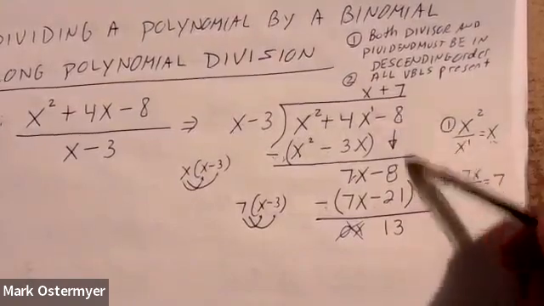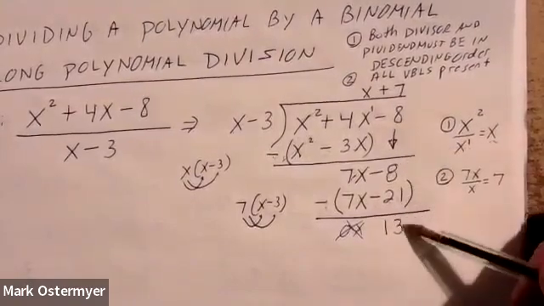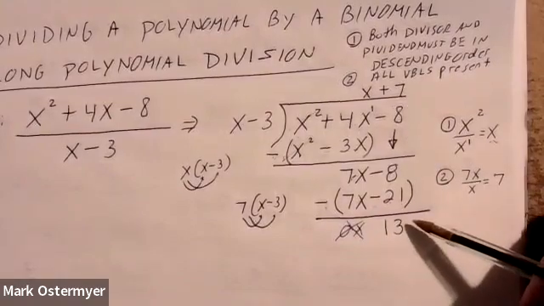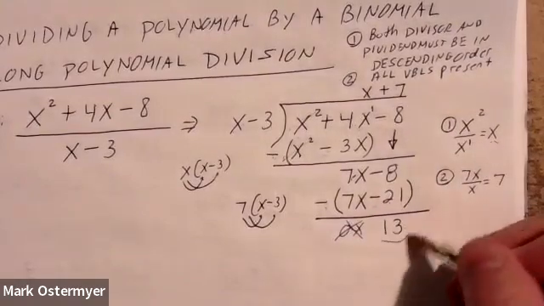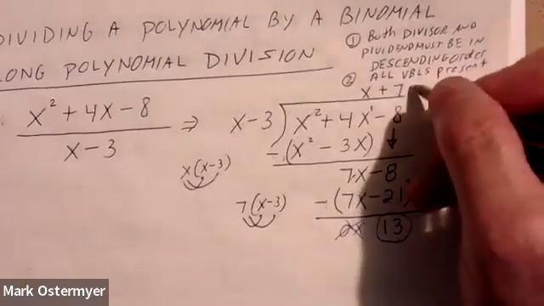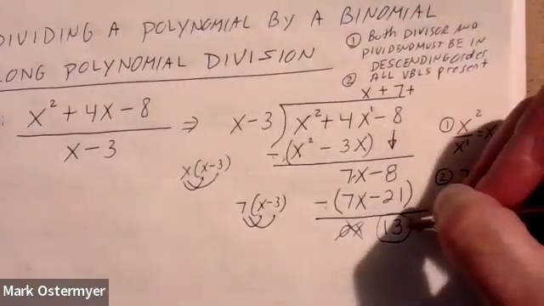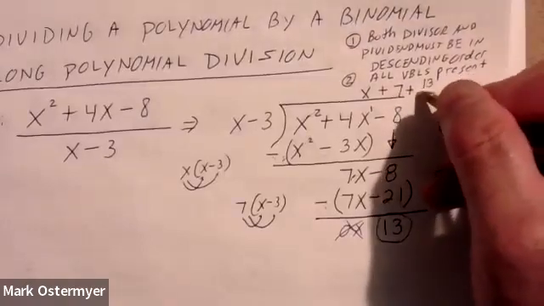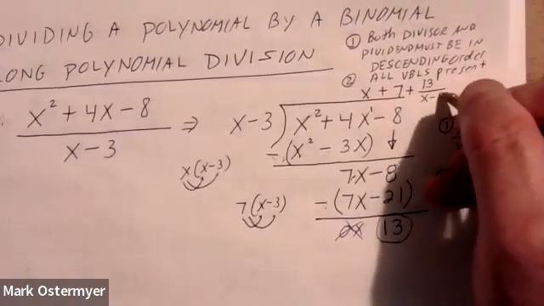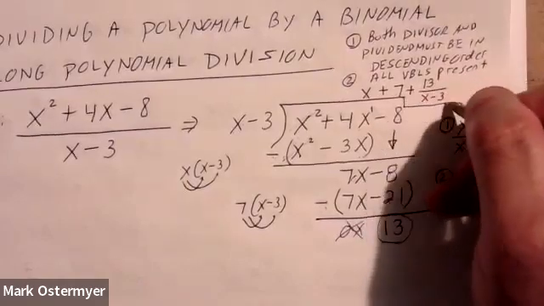Notice we have nothing else to bring down. And since we have nothing else to bring down, our division algorithm has terminated. We're done. This is called your remainder. Here's what we should do. We should say plus in our quotient, put a plus sign, bring your remainder 13 up and place it over the divisor. And you're looking at your entire answer here.